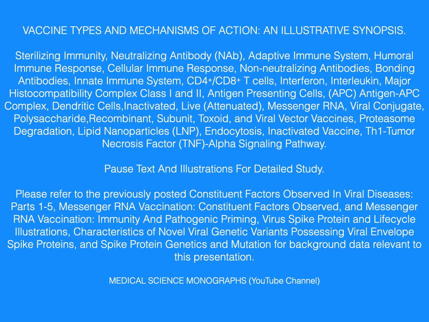Please refer to the previously posted Constituent Factors Observed in Viral Diseases, Parts 1 through 5, Messenger RNA Vaccination, Constituent Factors Observed, and Messenger RNA Vaccination, Immunity and Pathogenic Priming, Virus Spike Protein and Life Cycle Illustrations, Characteristics of Novel Viral Genetic Variants Possessing Viral Envelope Spike Proteins, and Spike Protein Genetics and Mutation for background data relevant to this presentation.